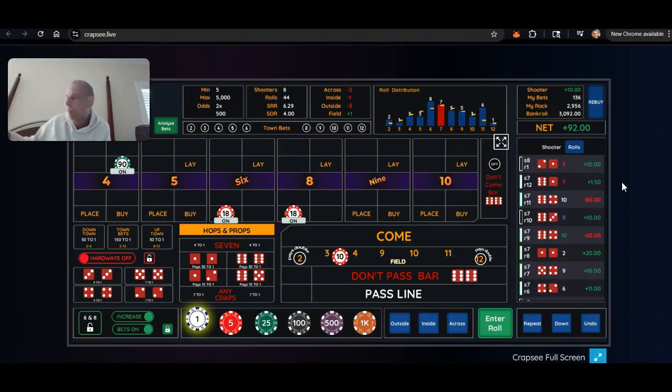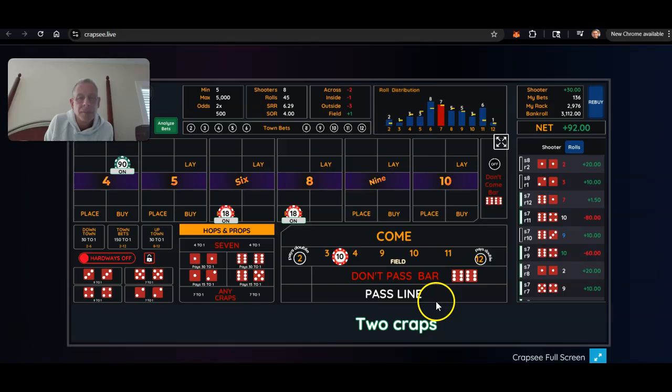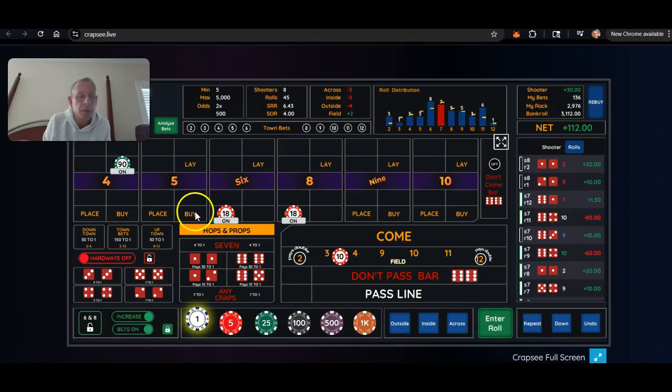Here we go. Oh, there we go again. Look at that. Snake eyes. So that's a good one. 2 craps. That one pays double. So we're obviously going to go down again. Yeah, that's right. To 80. There we go. All right. Here we go.